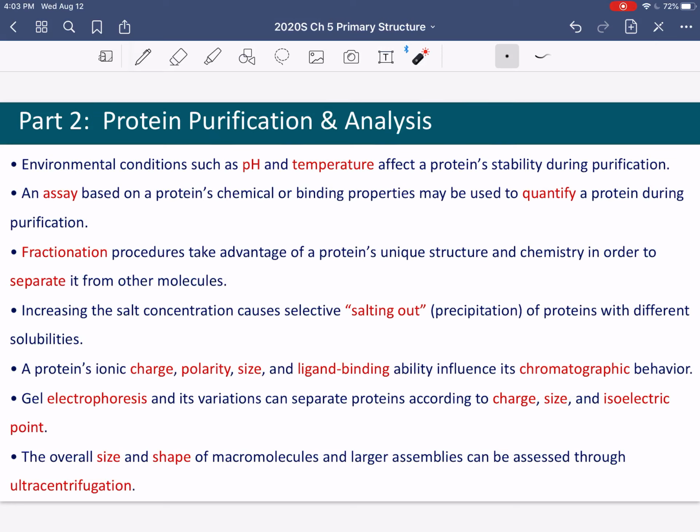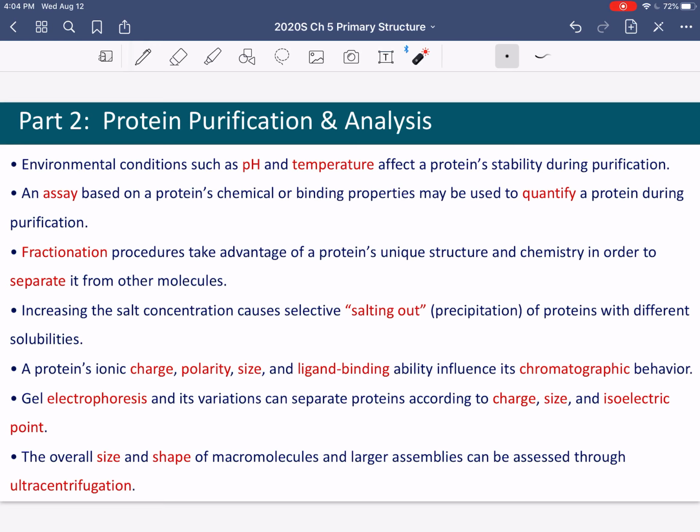Howdy. Okay, we're ready for part 2 of the primary structure module, protein purification and analysis. This section is put into the primary structure unit because we take advantage of the chemical properties of a protein sequence in order to separate it from contaminating proteins in our purification.